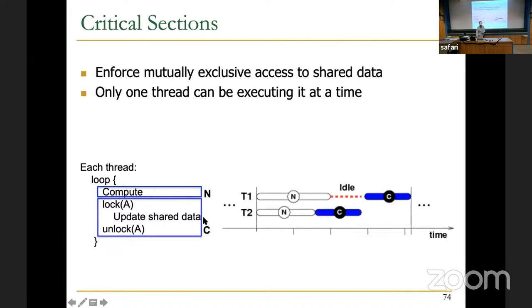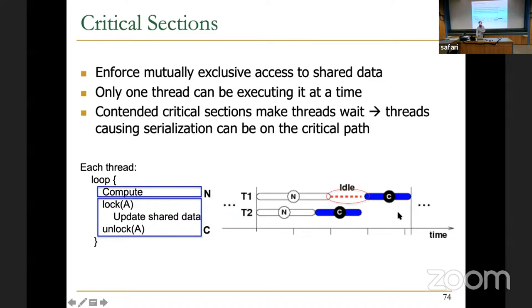And you can see that two threads, T1 and T2, may both be executing the non-critical section. If they both arrive at the lock at the same time, one of them wins and goes into the critical section. While this thread is in the critical section, the other thread stays idle. Now you can see that because of synchronization, we cause some delay. So contended critical sections make threads wait, and threads causing serialization can be on the critical path. We will see this concept later again when we talk about bottleneck exploration. For example, if you somehow prioritize this critical section and make it faster, clearly the entire program becomes faster because you reduce the idleness over here, right?